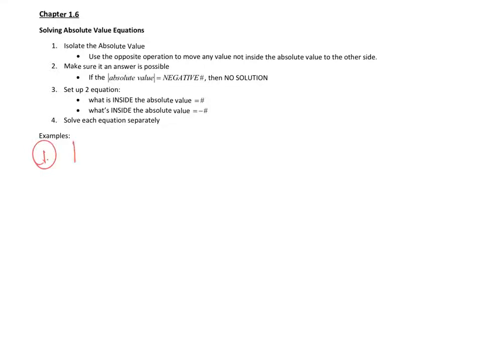So let's say we have the absolute value of x plus 3, and then minus 2 equals 18, right? So first thing that I want to do is I want to isolate this absolute value. So I want to isolate that x plus 3. So to do that, I need to move that 2. I'm going to add the 2 to the other side. So I'm going to have absolute value of x plus 3 equals 20.